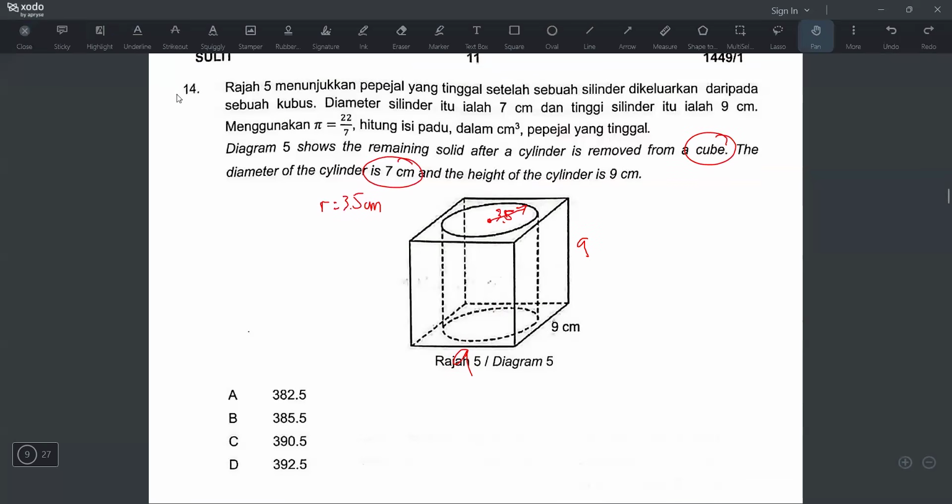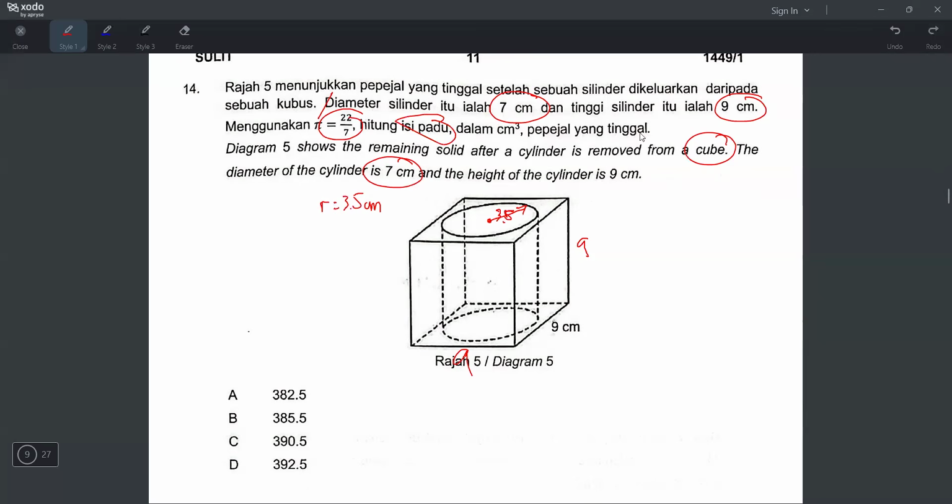Okay, let's read the BM version. Rajah 5 menunjukkan pepejal yang tinggal sebuah kubus, diameter 7, okay, already know, tinggi 9. Menggunakan pi 22/7, hitung isi padu dalam cm cube pepejal yang tinggal. Okay, I think the English version is missing a sentence here. So what they want to find is the volume of the remaining solid. Yeah, isi padu means volume.